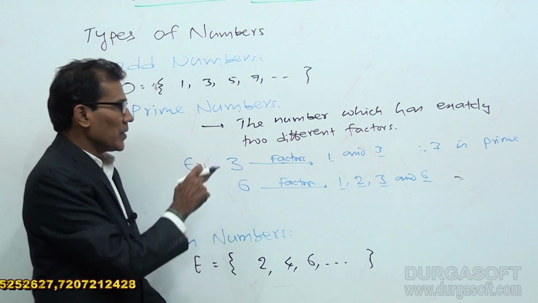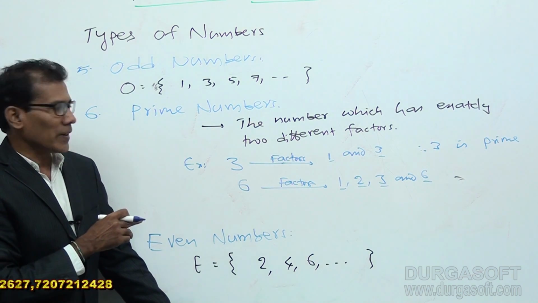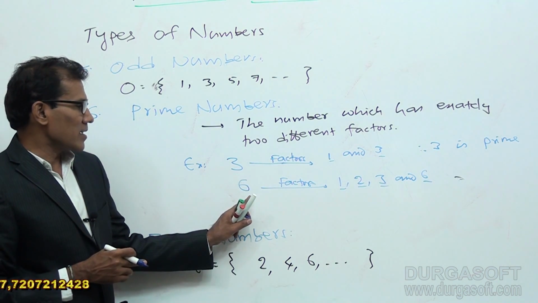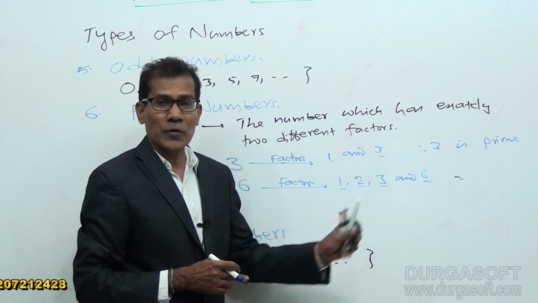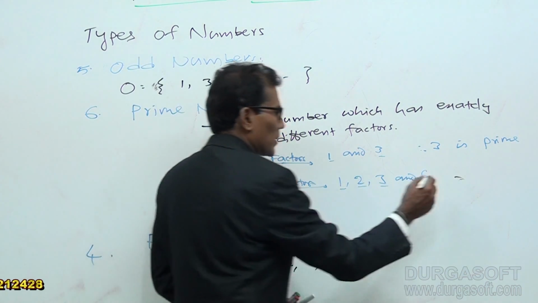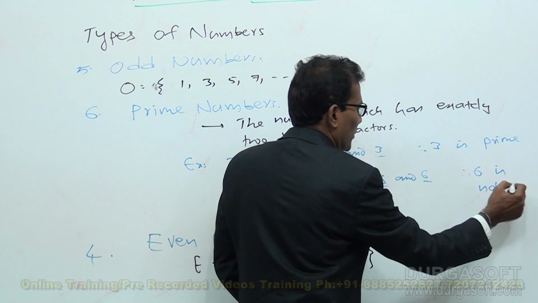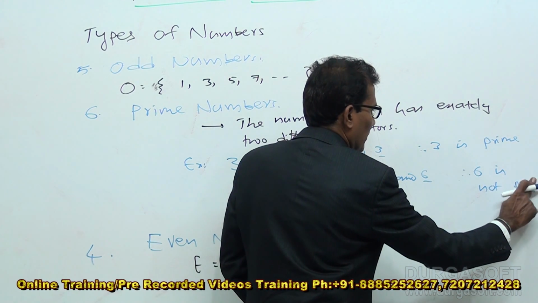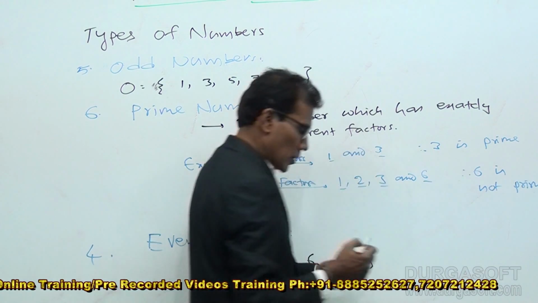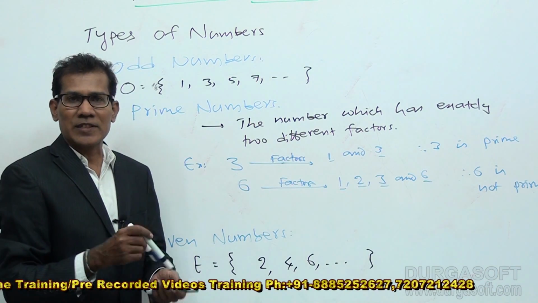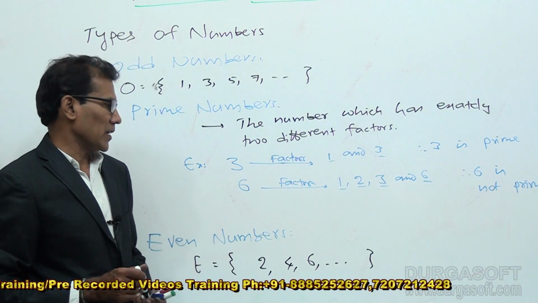So the number which has exactly two different factors is a prime number. We take 6, it has 4 factors, so this is not a prime number. Therefore 6 is not prime. So prime number in the sense the number which has exactly two different factors.